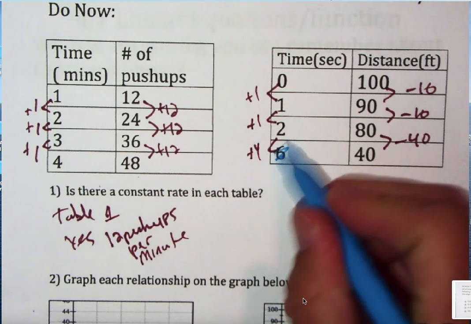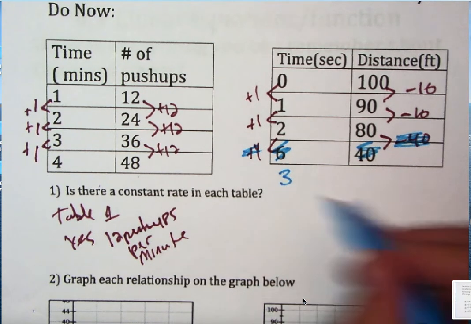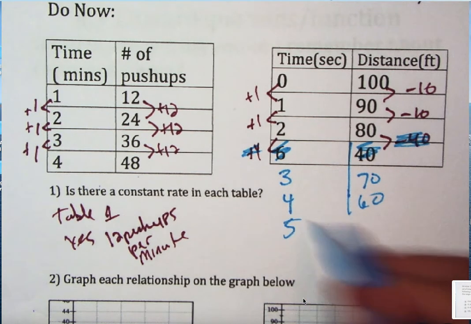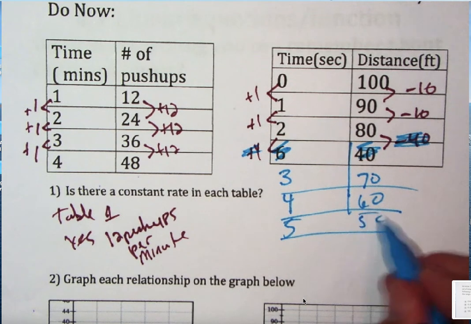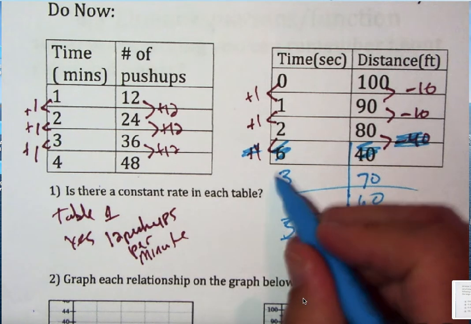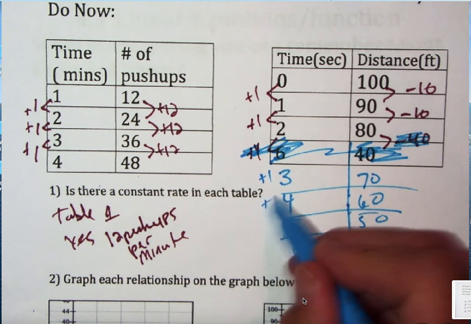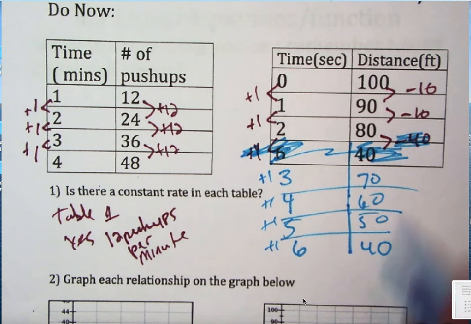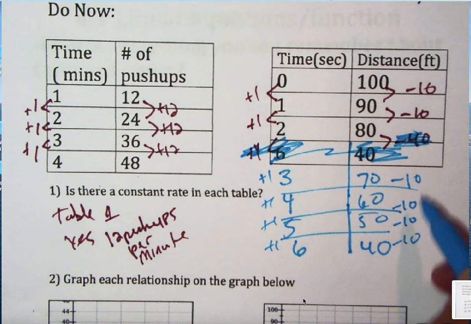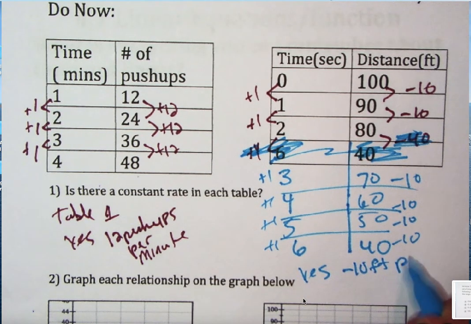But what if we wrote in the other times to see what might happen? If we follow the pattern of minus 10, 3 would be 70. 4 would be 60. 5 seconds later, it would be 50. And 6 would be 40. So, even though you don't see every part of the table, a student usually says it's still plus 1, plus 1, plus 1, plus 1. And then you can still get the minus 10, minus 10, minus 10, minus 10. So, yes, minus 10 feet per second.